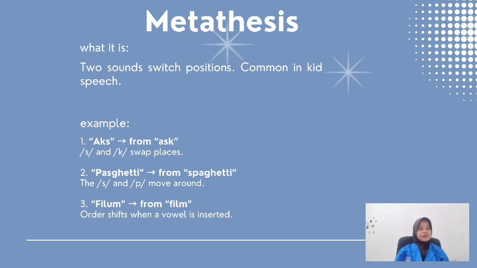Example number one, ask, from aks. The S and K swap places. Example number two, spaghetti, from pasghetti. The S and P move around. Kids say this all the time. Example number three, film, from flim. The order shifts when a vowel is inserted. Metathesis happens because our brain sometimes finds certain sound orders easier to produce than others.